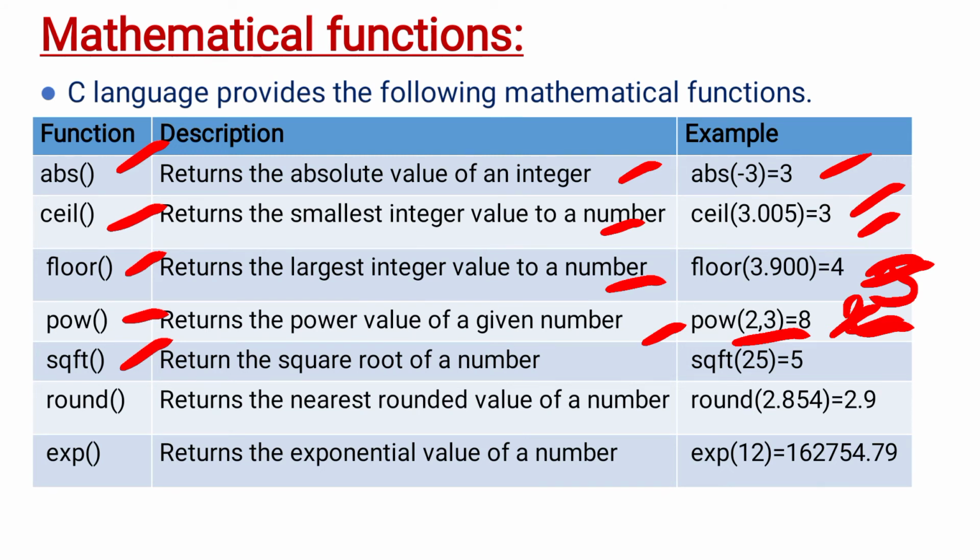Next function is square root. The square root function is used to return the square root of a number. So here square root of 25. So 5 is the square root value of 25. The result is 5 here.